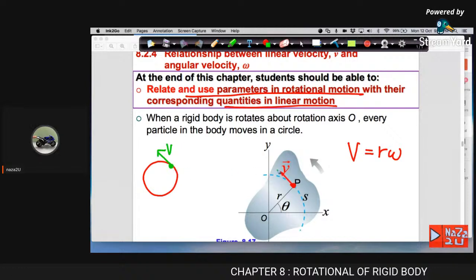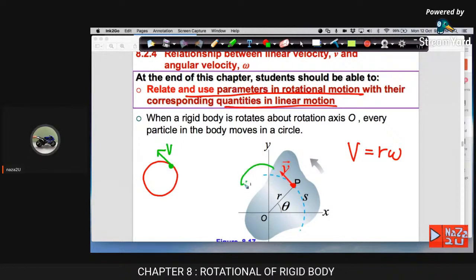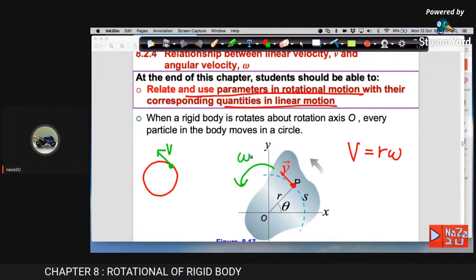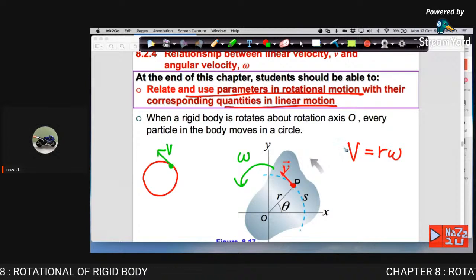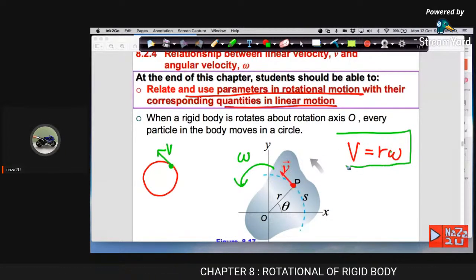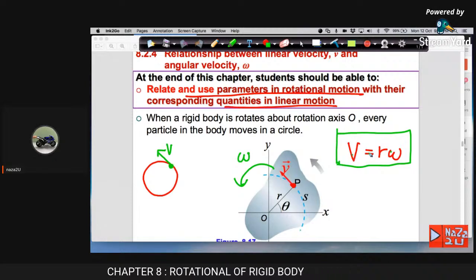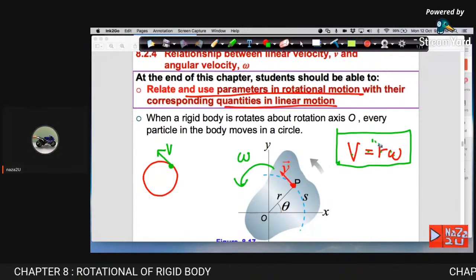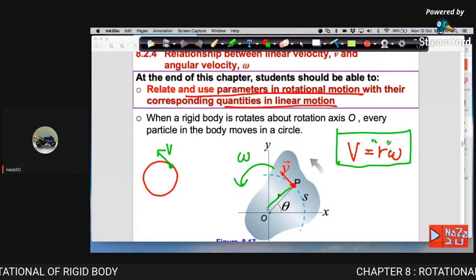Okay, tapi dalam kes ni dia tidak bergerak lurus, dia berpusing, rotate. So kalau rotate dia ada angular acceleration. So angular omega lah. So how you can relate between omega and V? So V is equal to R omega. What is R? R is a radius.